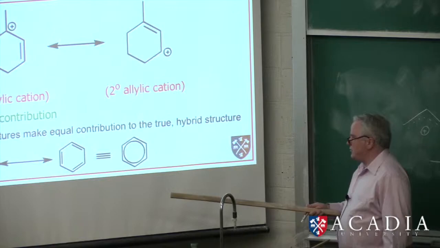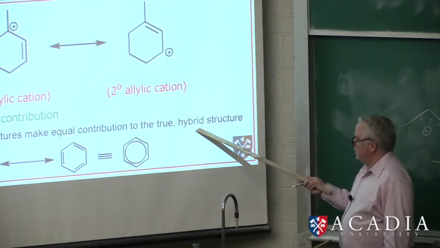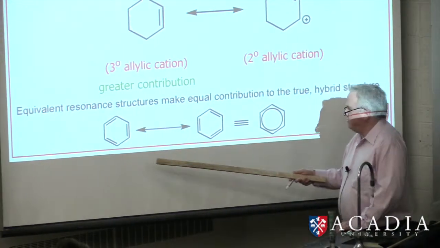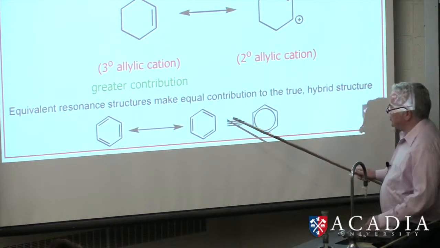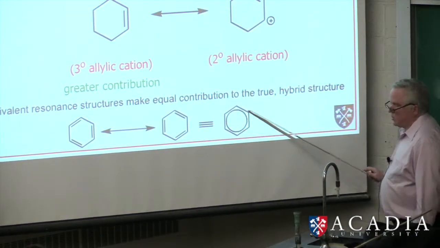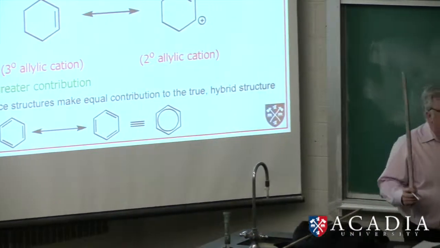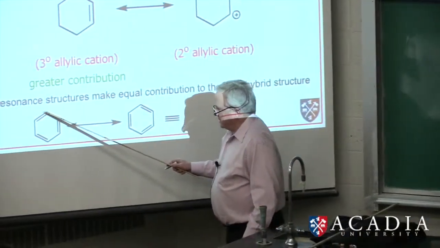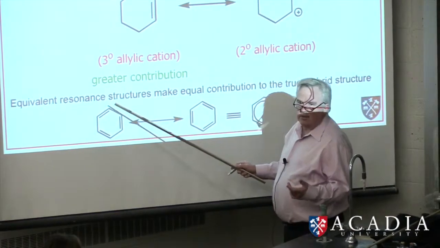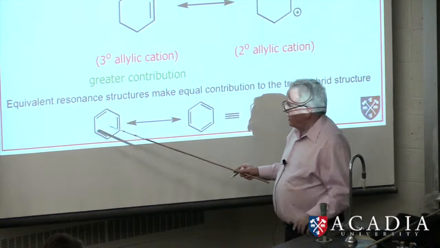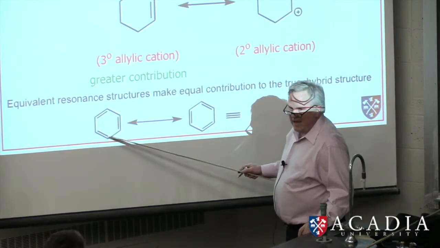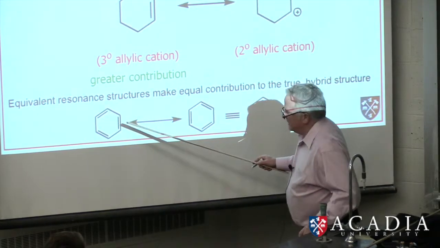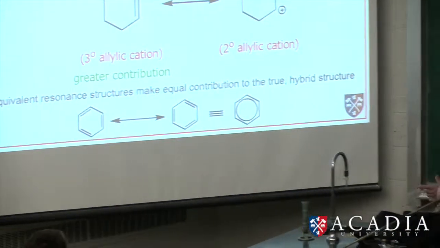Equivalent resonance structures make equal contributions to the true hybrid structure. So here we have benzene, and we can draw resonance structures where we just push the pi system around. The true structure has those 6 electrons delocalized over the entire ring. So all the carbon-carbon bonds in benzene are equal length. We know that carbon-carbon double bonds are shorter than carbon-carbon single bonds, and we might expect this to be a skewed hexagonal structure because these bonds should be shorter than these bonds, but because of this resonance, the bonds are equivalent length.